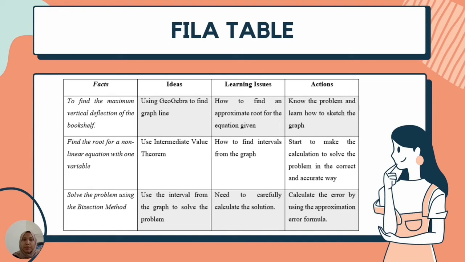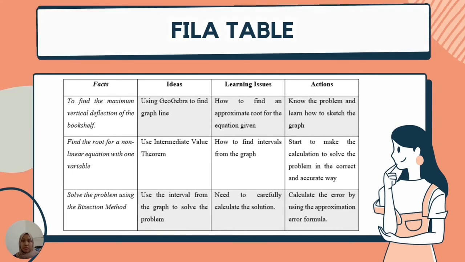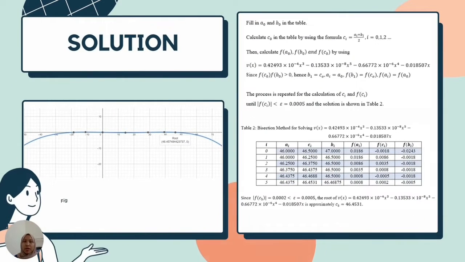Lastly is to solve the problem using the bisection method. We get the idea to use the interval from the graph to solve the problem. So we need to carefully calculate the solution, and the action to be done is to calculate the error by using the approximation error formula.